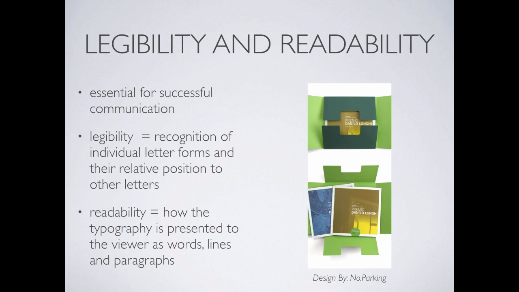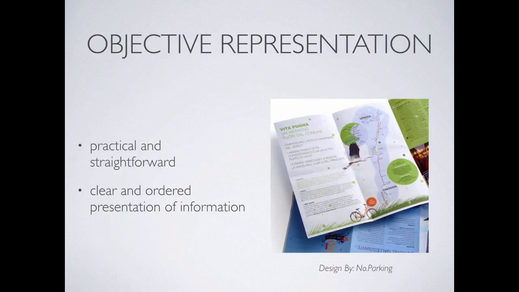So legibility is the recognition of individual letter forms, and their relative position to other letters. Readability is how the typography is presented to the viewer as words, lines, and paragraphs. Objective representation would be practical, straightforward, clear, ordered. Bold, sub-bold, bullet points, etc. Organization.